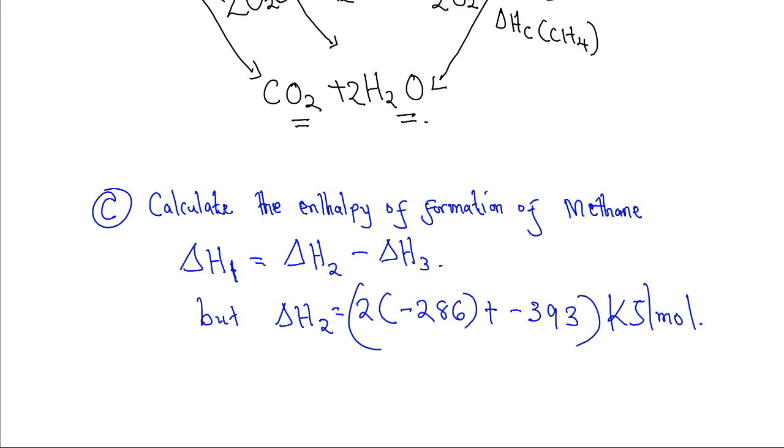So that is minus 286 times 2, giving us negative 572, then minus 393 will give negative 965 kilojoule per mole. That is the delta H2.